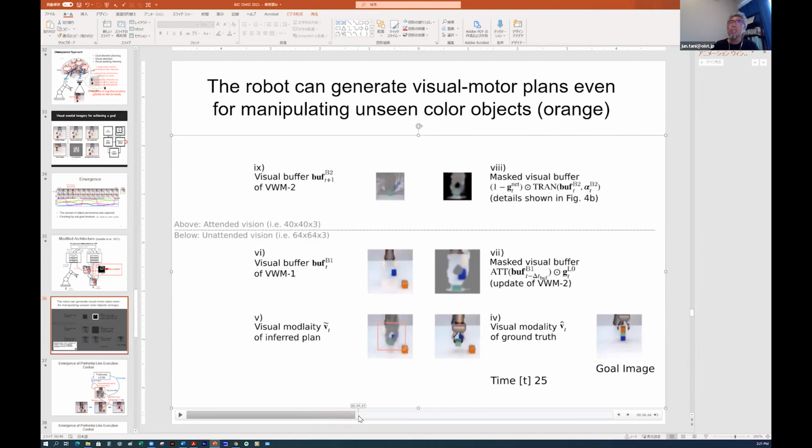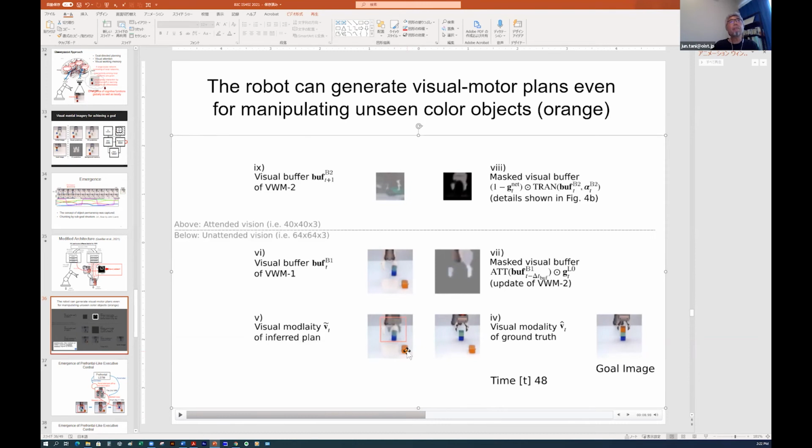So manipulating here, then it's going to put it on the blue one. Now it's put on the blue. Now it appears here, in visual working memory 2, and it is gone from here. Okay, it's now gone. Then now approaching this orange one, which is the unseen one.